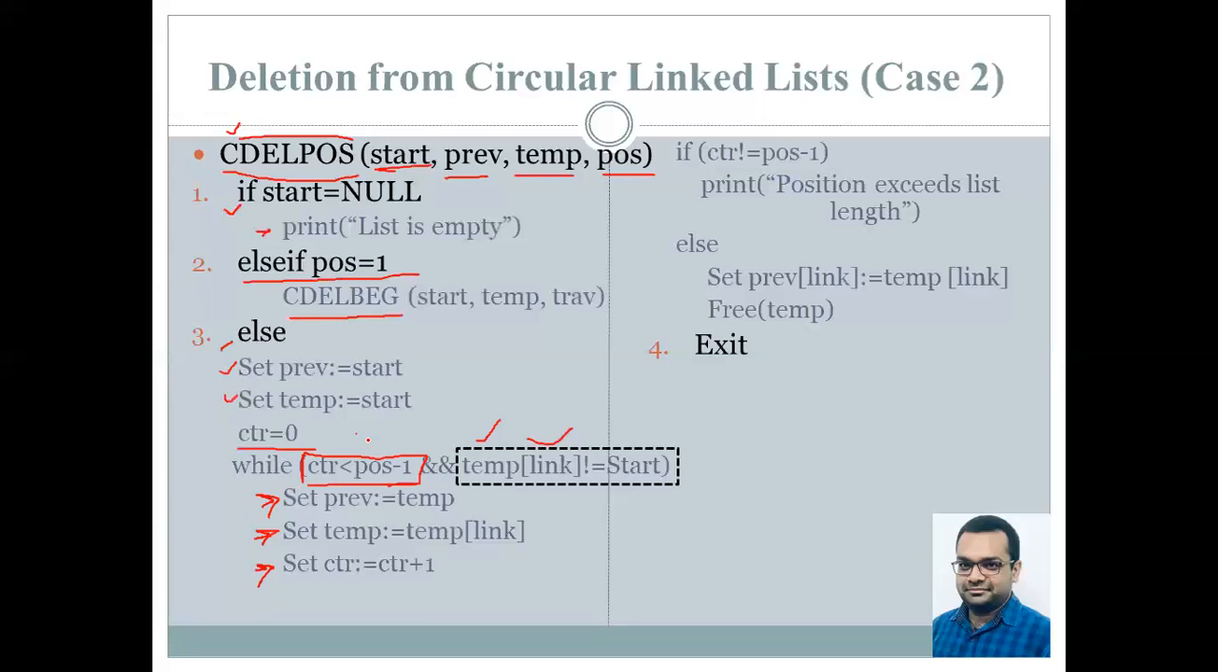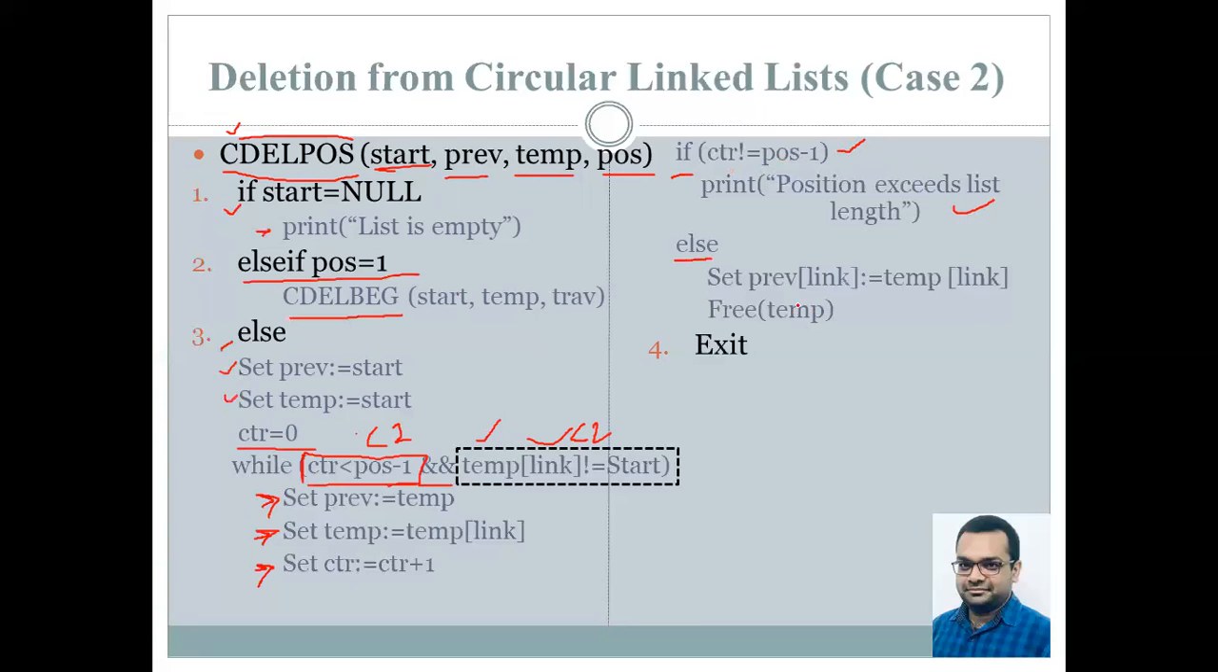When either of these two conditions is false, that is, either we have reached the desired location or we have reached the end of the linked list, and this being a logical AND, the result of these two statements is false, so we exit out of this while loop and the control jumps to this statement. We check if the counter value is not equal to position minus 1. Then we simply print that the position exceeds the list length and our program exits.